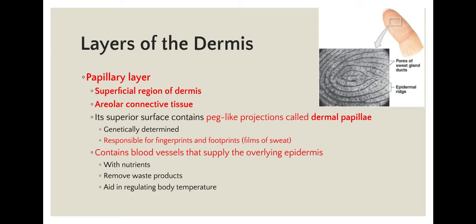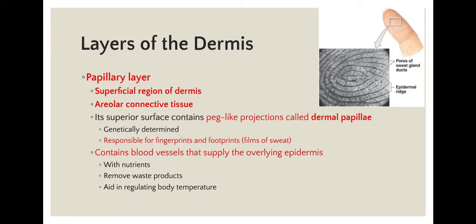So what is this papillary layer? That is going to be like the superficial or upper region of the dermis. It consists of areolar connective tissue, and its surface is sort of like these bumpy ridges or peg-like projections that we call dermal papillae. This dermal papillae pattern is genetically determined. It is unique to each person, barring identical twin situations. And it is responsible for your fingerprints and your footprints, which are really just very thin layers of oily sweat.